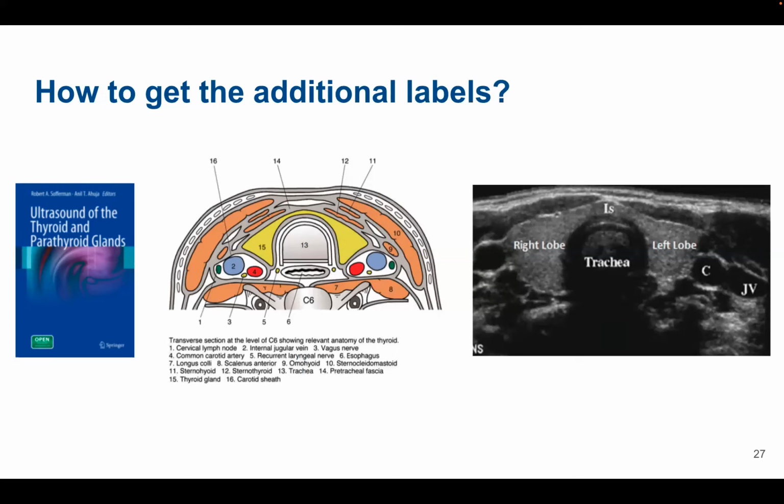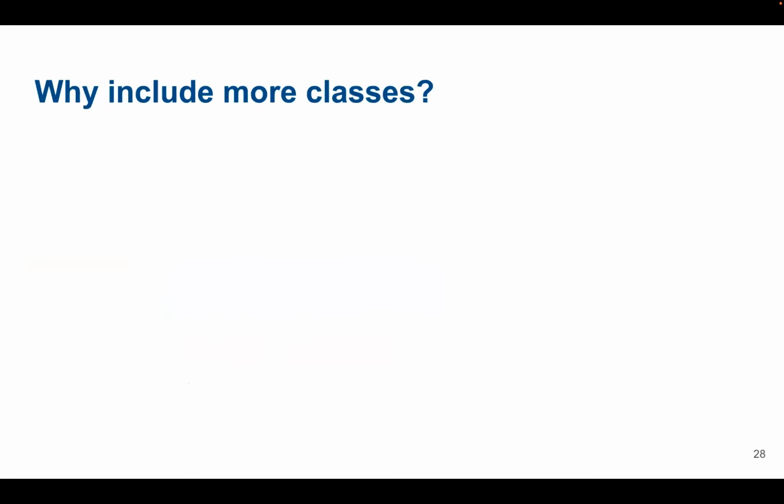For example, this is the ultrasound, and then they tell you this is the trachea, this is the thyroid, the left lobe, right lobe, the isthmus, this C is the carotid, and this JB is the jugular vein. So you get them from there, and then you can label them. Now, why do we want to include these more classes? The first one is, intuitively, it makes sense because you are giving more information to the image, and then you are teaching anatomy to your network, whatever that means.